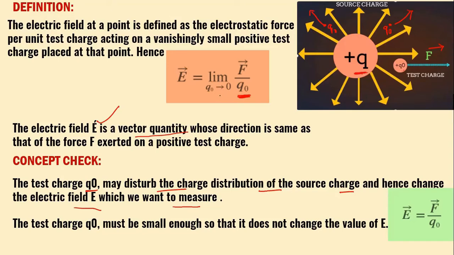That is why in the definition we have defined Q naught tending to 0. We cannot take the value of Q naught exactly 0, but it is tending to 0, 0.000 something coulombs. The value should be 0.00 in millicoulombs. That means the test charge Q naught must be small enough. Why? So that it does not change the value of E. If you give this point in the definition, it will be a wrong statement. In the definition, you have to give only this much statement in the limiting case.